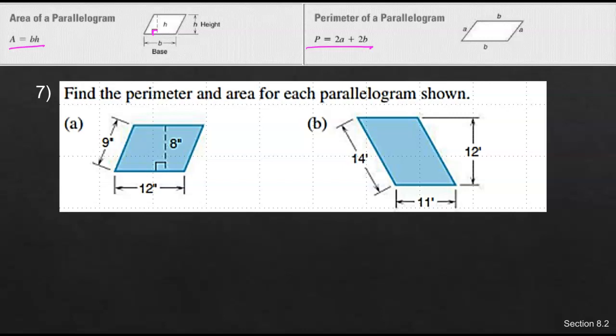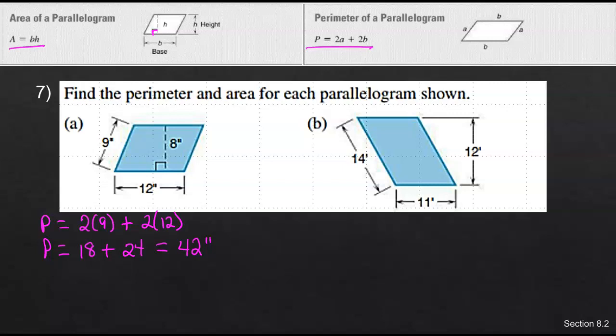Let's apply that to these problems here. So if we're finding the perimeter, we're going to take 2 times 9 plus 2 times 12, because those are the length of our sides, and we don't need this for the 8 is the height. We don't need height for perimeter. We simply need the length of the sides. So we've got 18 plus 24, and our perimeter would be 42 inches.